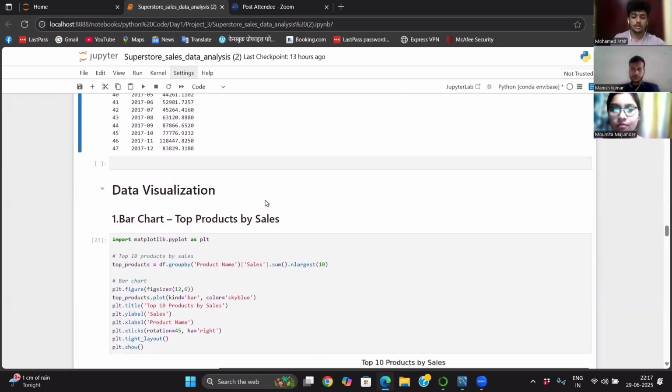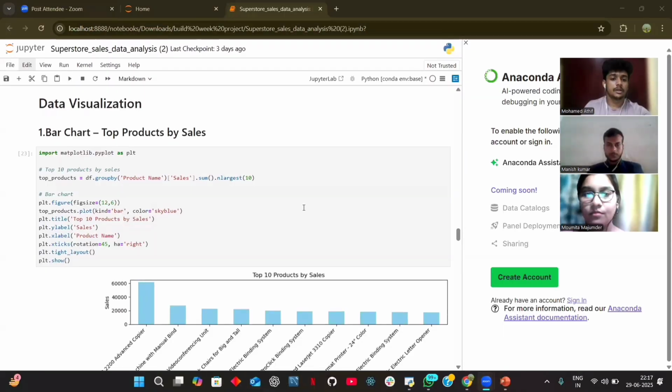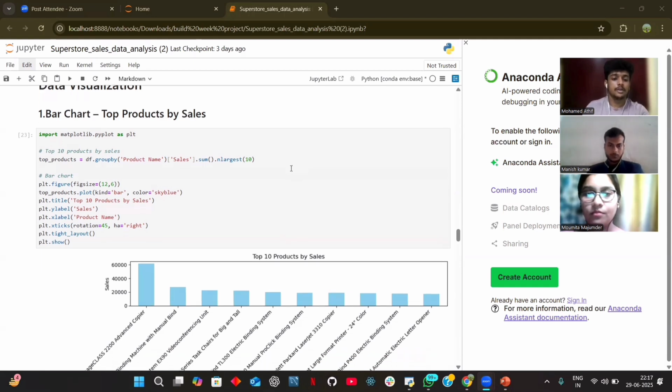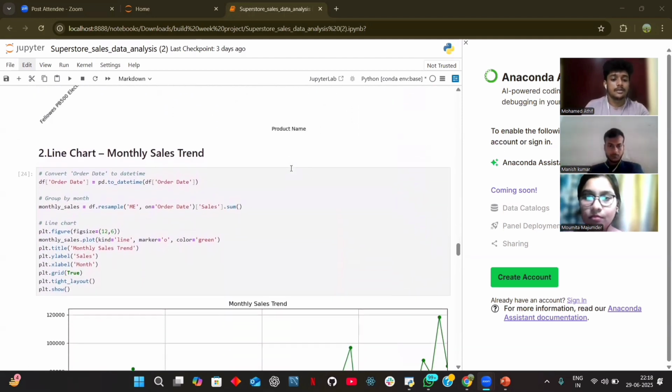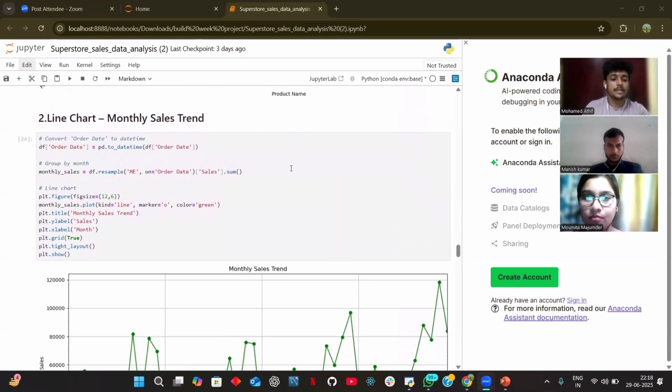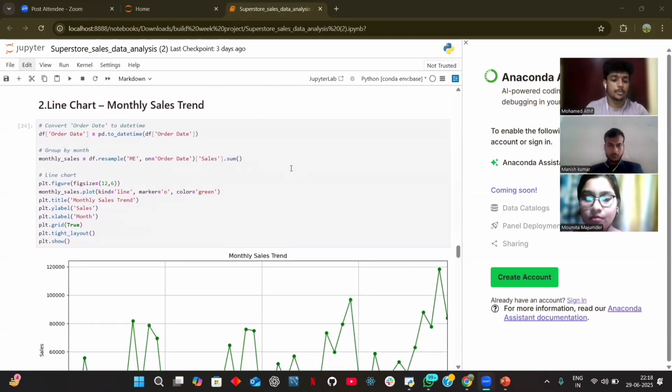Thank you, Manish. Let's come to the data visualization part. Let me share my screen. Once the data was clean, we used Python libraries like seaborn and matplotlib to visualize key metrics. Here are some of the important insights. Top products by sales: the Canon imageCLASS 2200 leads with sales over 61,000. High revenue products are mostly office electronics and binders. Monthly sales trend: sales spike in Q4, especially in November and December, likely due to seasonal shopping.